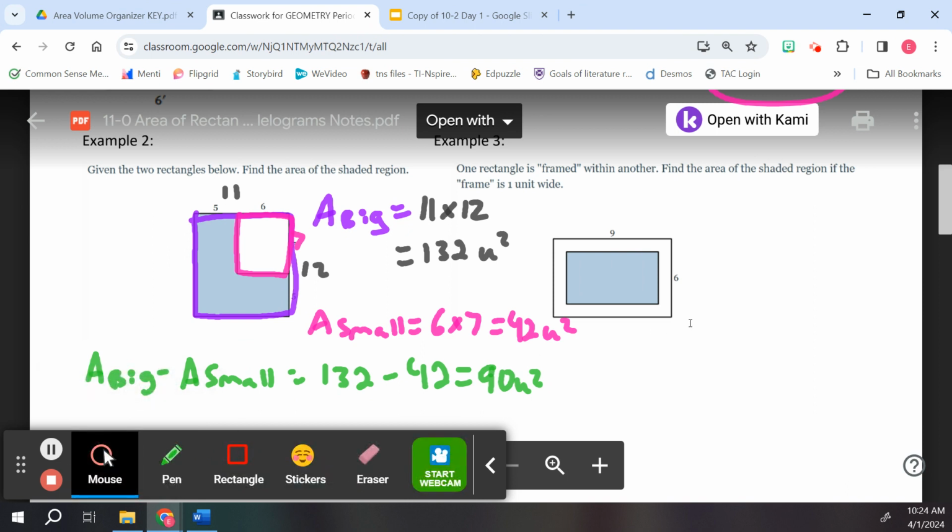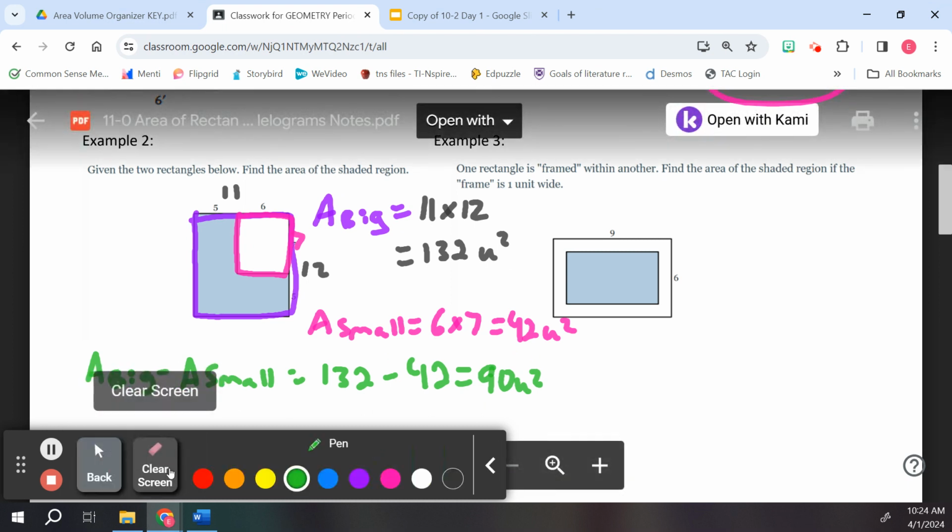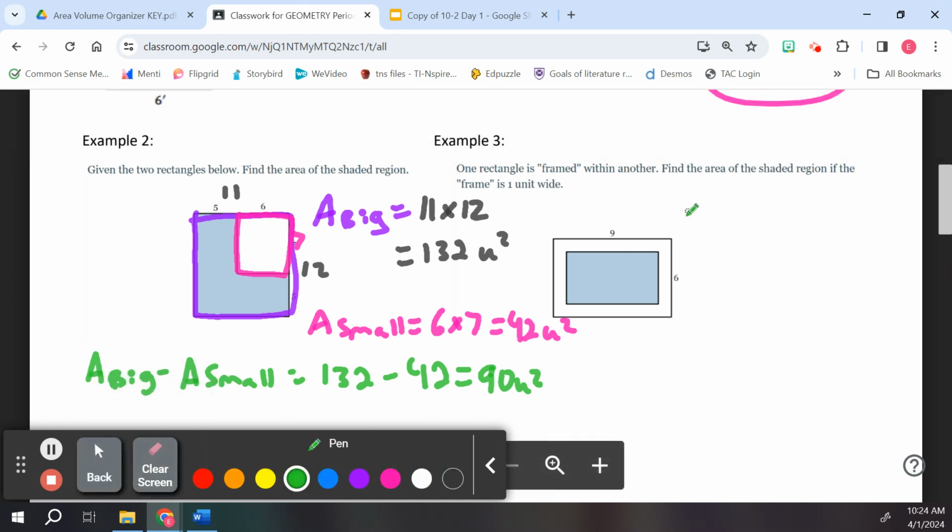Okay. It says one rectangle is framed within another. Find the area of the shaded region if the frame is 1 unit wide. Okay, so we have 9 and we have 6 here. Now here's what you need to do. You need to find the lengths of the smaller parts. We know that there's a unit here, a unit here, here, and here, but also here, here, here, and here.